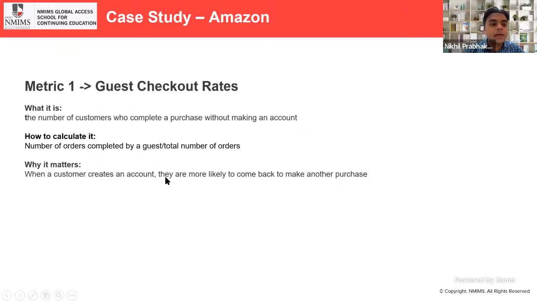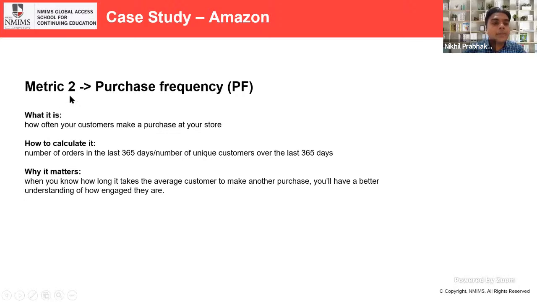And if people are actually creating an account, it signals that people are more engaged and they will come back again and again. So this is metric one. Metric two is purchase frequency, which is how often your customers make a purchase at your store. This is also being measured. If people are ordering multiple times, then of course it signals that they have more engagement with Amazon.